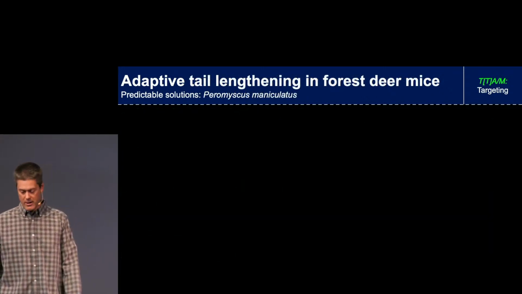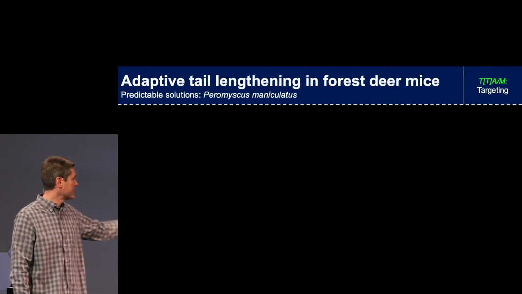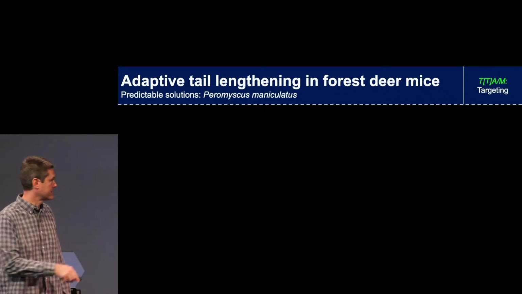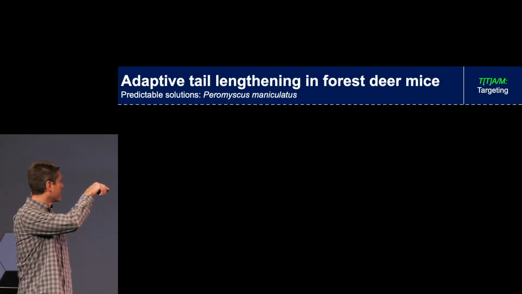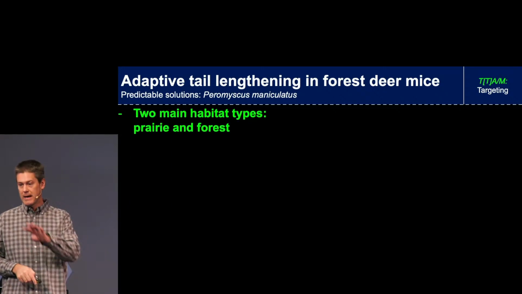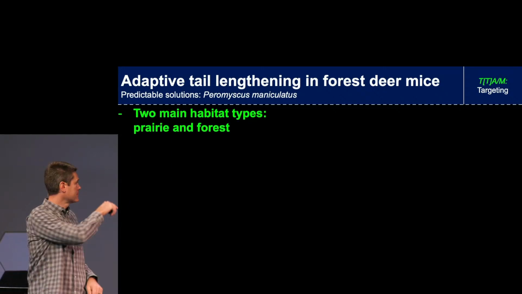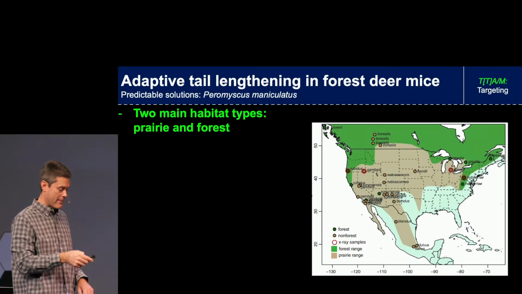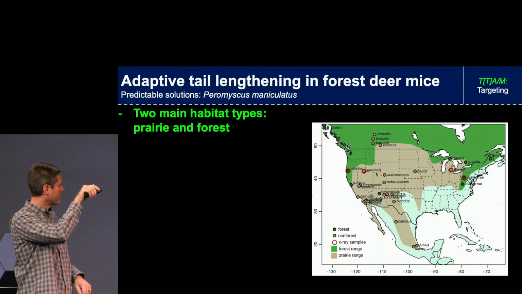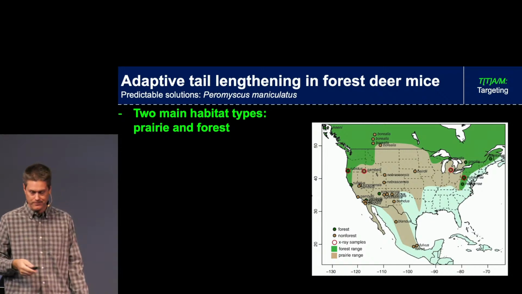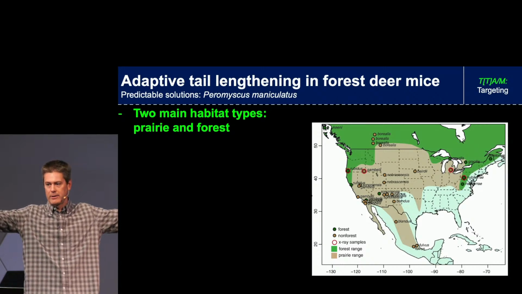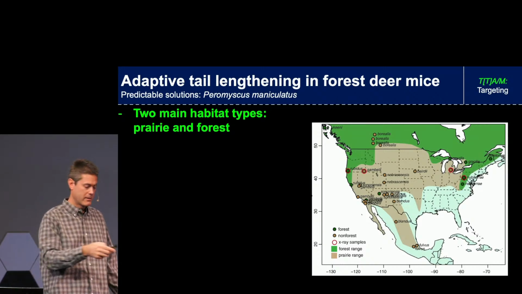Here's another example. This is an example of adaptive tail lengthening in forest deer mice. So there's basically 2 main habitats for deer mice. There's prairie and forest. Here's a map that's showing you that. You've got prairie in the middle, you've got forest in green, you've got a western habitat, and an eastern habitat of forest, right? 2 totally separate populations, east and west, not related.